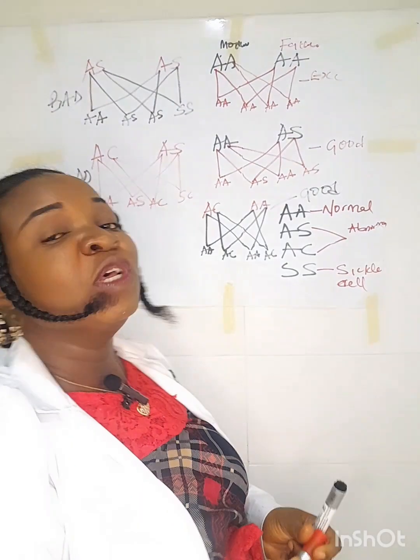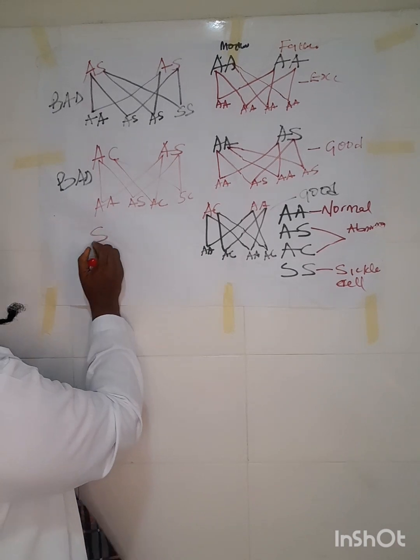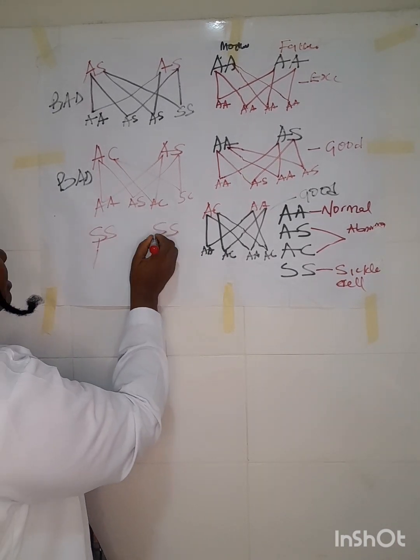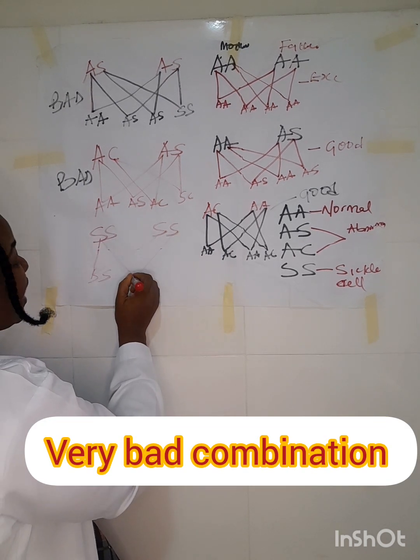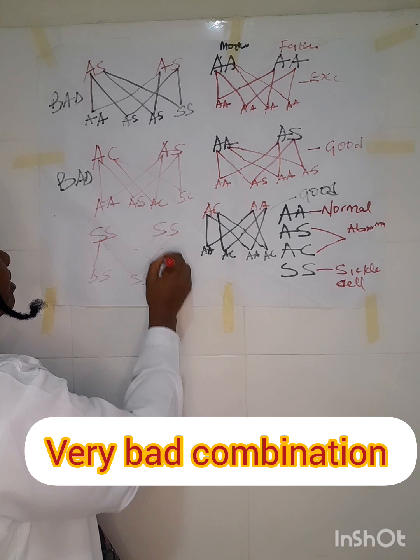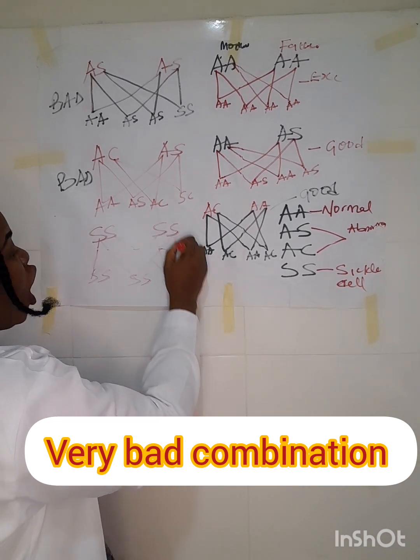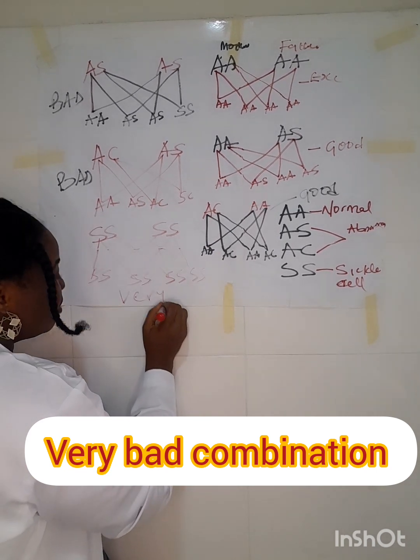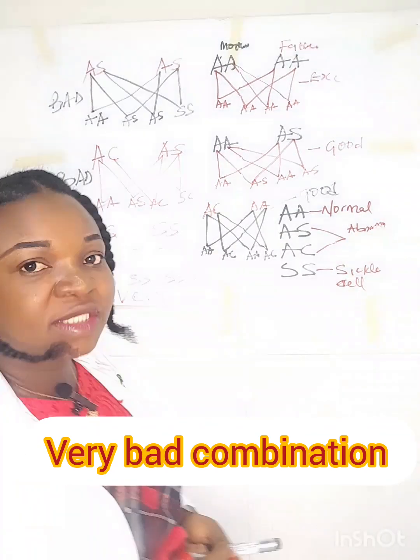Now let's go to SS married to an SS. The combination here is that all the children will be SS. All the pregnancies will produce SS. All of them will produce SS. This is very bad. It is not worth it. So you shouldn't risk it at all.